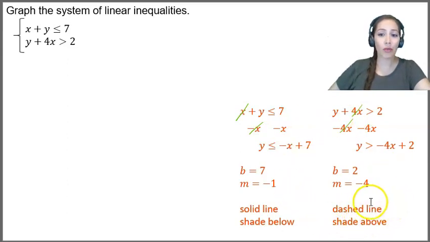Now that I know how to graph, I know what everything is going to look like on my graph. What is the difference when I am graphing systems of linear inequalities versus just graphing one? What happens when I graph two or more on the same graph?